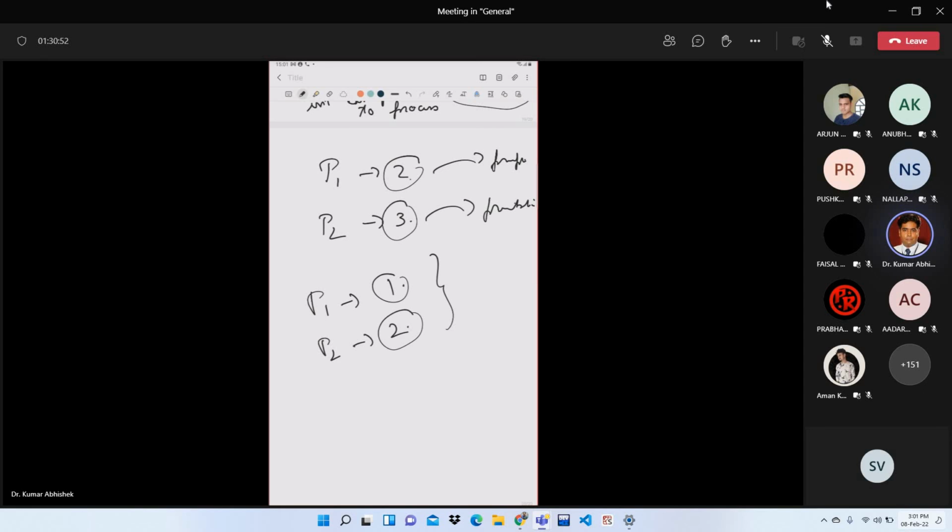So priorities are recalculated during execution of processes. If the priority is recalculated during the execution of processes, we call it as dynamic priority. If the priority is not recalculated, then we call it as a static priority. Is it clear? Yes.